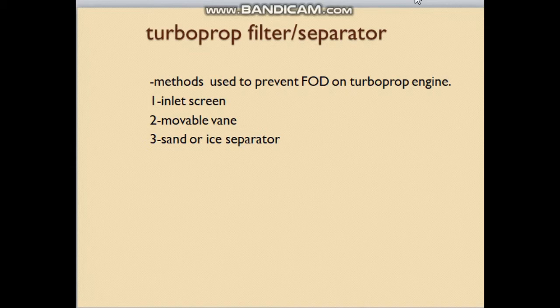Prevention of foreign object damage is a top priority among turbine engine operators and manufacturers. So we have methods that are used to prevent foreign object damage, and we will start with the turboprop engine. We have three methods. The first one, inlet screen. The second one, movable vane, and the last one, sand or ice separator.